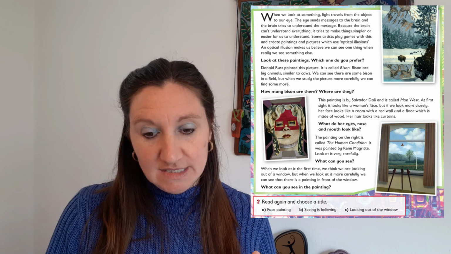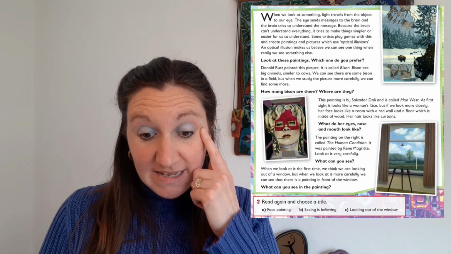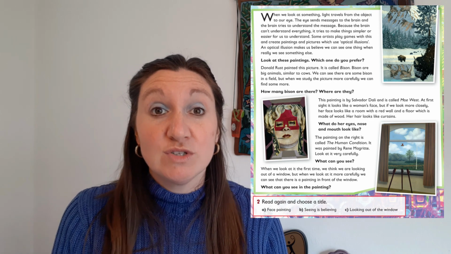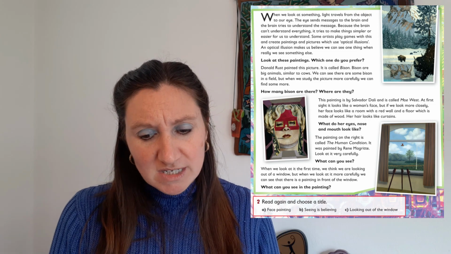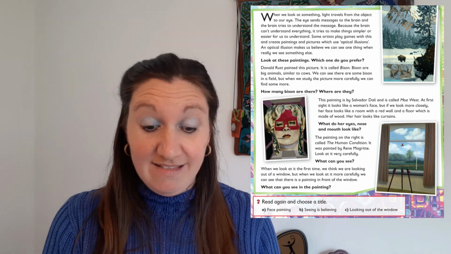When we look at something, light travels from the object to our eye. The eye sends messages to the brain, and the brain tries to understand the message. Because the brain can't understand everything, it tries to make it simpler or easier for us to understand. Some artists play games with this and create paintings and pictures which use optical illusions. An optical illusion makes us believe we can see one thing when really we see something else.